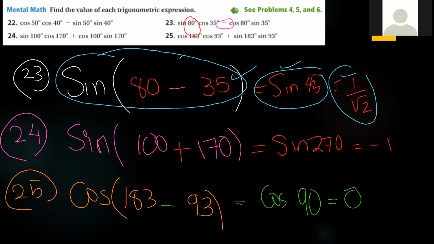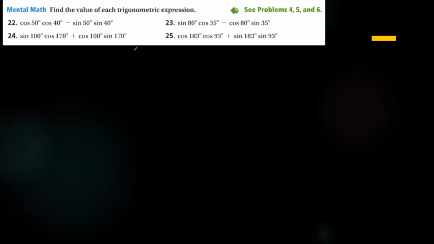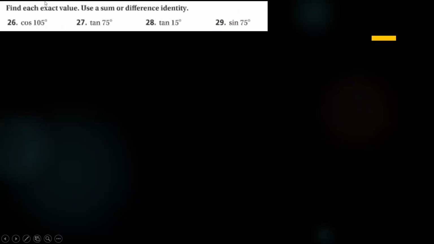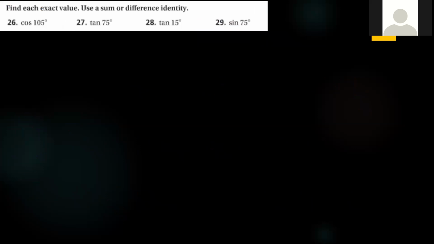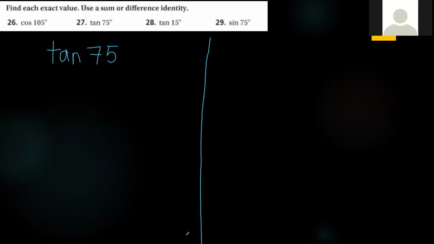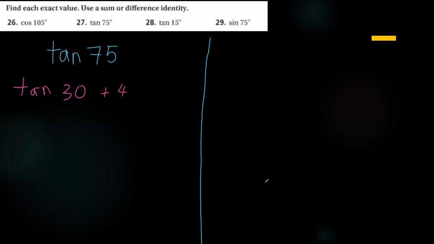Okay, teacher. Now, find each exact value. Use a sum or difference identity. Now, let's solve tan of 75. Now give me two angles that if you add them, you get 75. 30 and 45. So you can say it's tan of 30 plus 45.